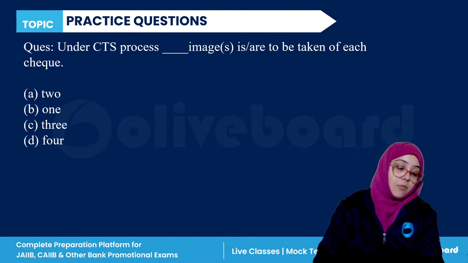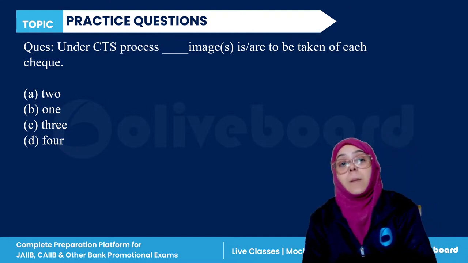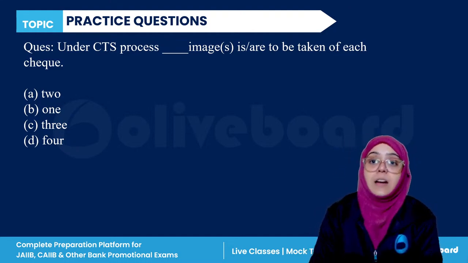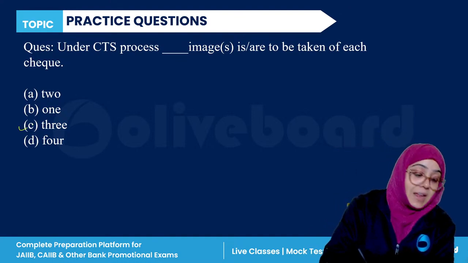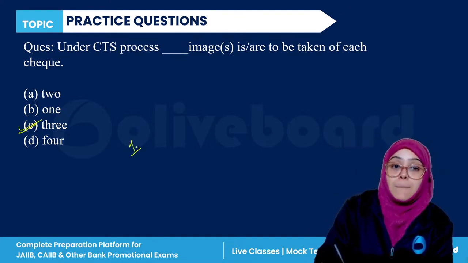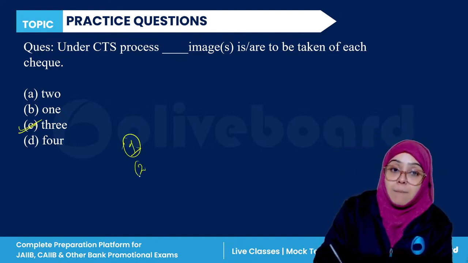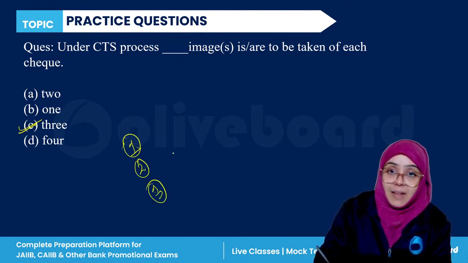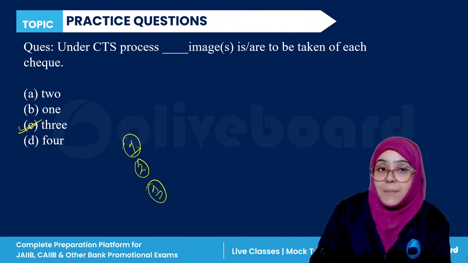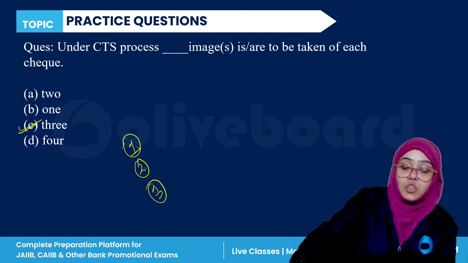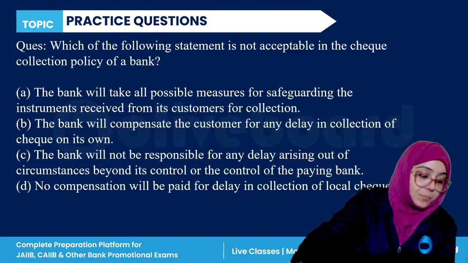Now, if we talk about the check truncation process, images are taken of each check. Three images: front black and white, back black and white, and front grayscale image. So these three images are taken for the check truncation process. C is the correct answer.